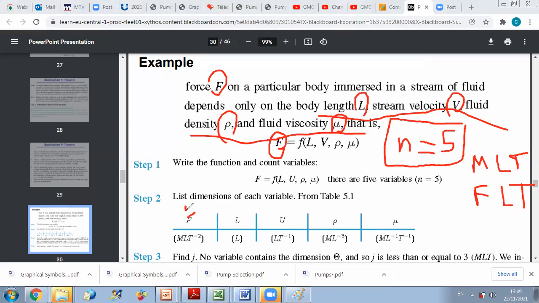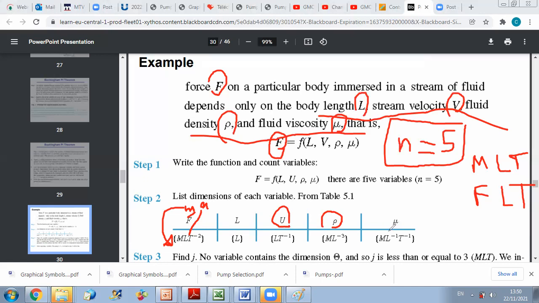Force is mass times acceleration. And mass dimension is kilogram, so it's big M as dimension. And acceleration is meter per second square, so its dimension is LT minus 2. So for F, the corresponding dimension is MLT minus 2. Now for L, it's a length, so it's very simple, it's L. For velocity, it's meter per second, so it's LT minus 1. For density ρ, it's kilogram per meter cube, so it's ML minus 3.